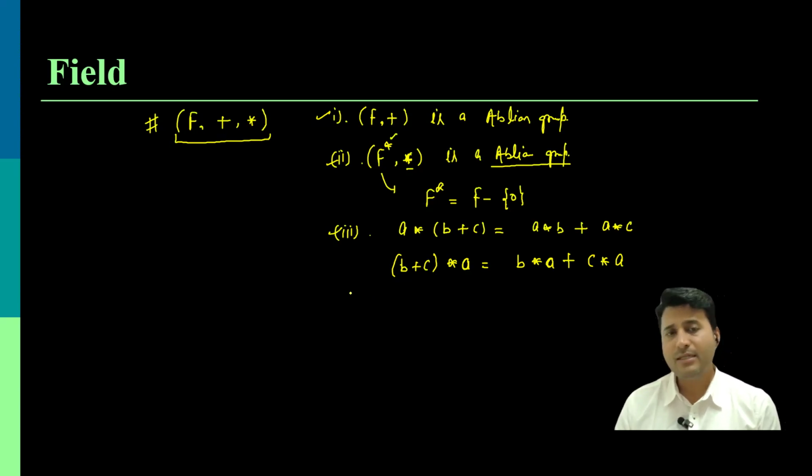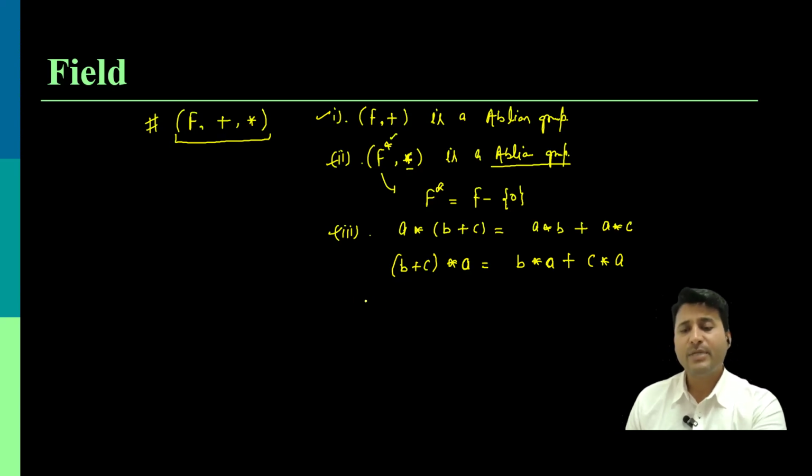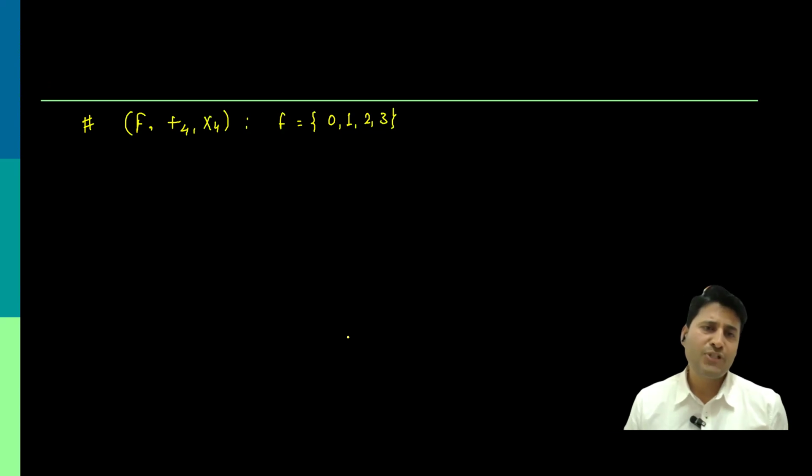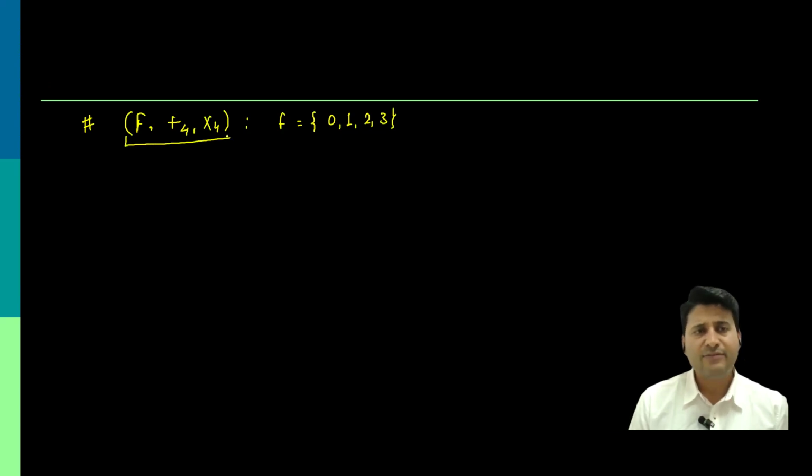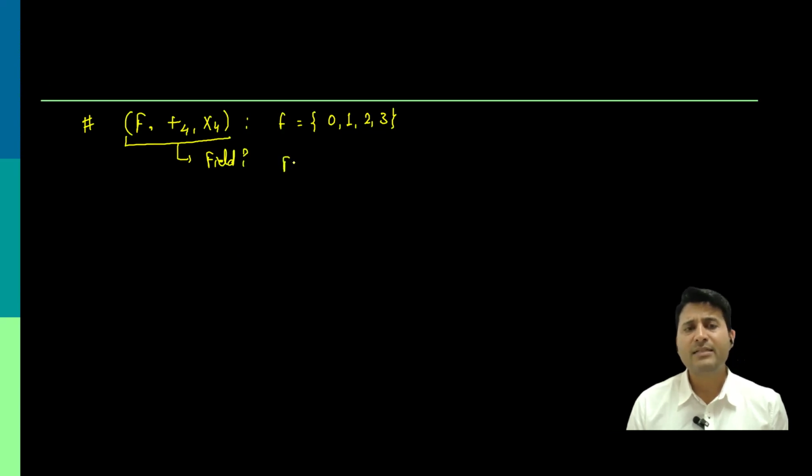Let us take one example and that will make things much clearer to you. Suppose that over here we have a set F and the operations are given as addition modulo 4 and multiplication modulo 4, where the elements of F are 0, 1, 2 and 3. Now we are supposed to check whether this structure F with plus 4 and multiplication 4 is a field or not. In this scenario, what will be F star? F star will have the elements 1, 2, 3. That means F minus 0.